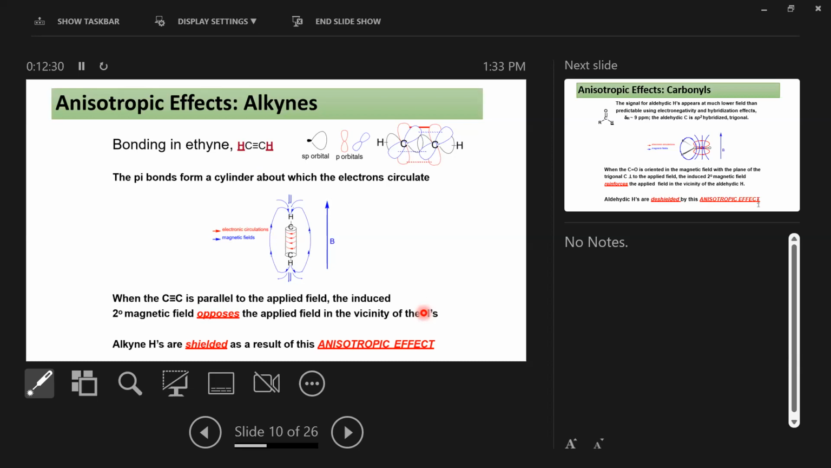Now this doesn't stop at alkynes, alkenes, and aromatic rings. It also extends to carbonyl systems.